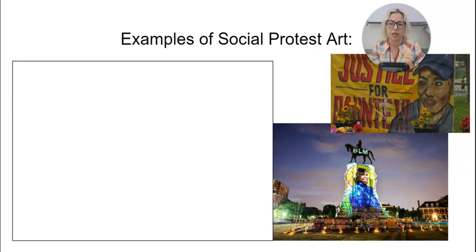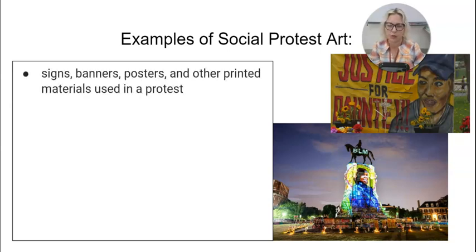Well, here are some examples of social protest art. We have signs, banners, posters, and other printed materials used in a protest. Here's one from the protest of Daunte Wright's killing by a police officer in Brooklyn Center in 2021. And so this was a banner that was painted. I don't know, maybe some of you saw that on the street in 2021. I know I rode my bike past it. Thought it was a really powerful piece of art.